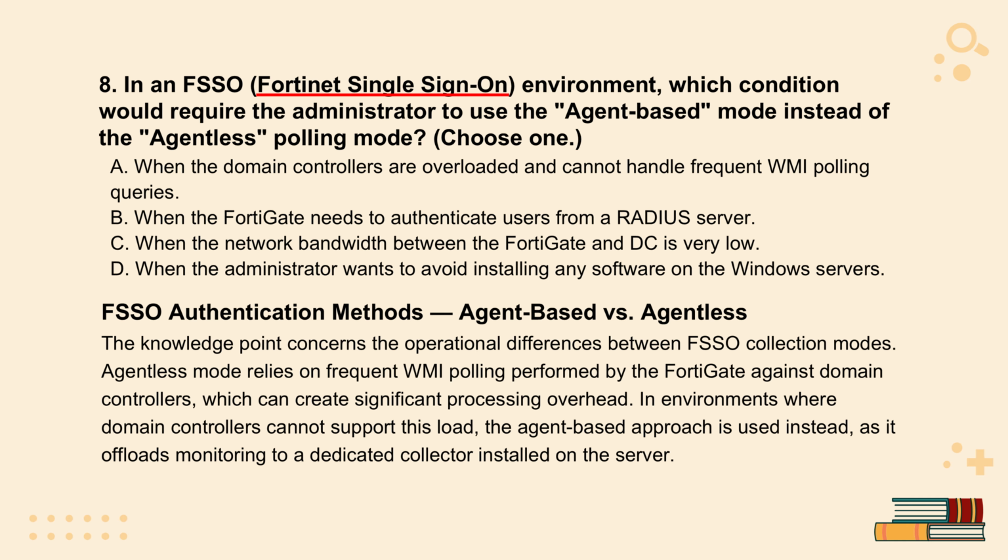Right. Agentless is definitely cleaner. It just uses standard WMI queries from the FortiGate directly to the domain controller. Yeah. No extra software to install. But those queries can be pretty resource intensive if you have a lot of users. And the sources confirm the one condition where you have to switch to agent-based mode is when your domain controllers are overloaded, when they just can't handle the constant polling from the firewall anymore. So the DC is just getting hammered with requests and it's slowing down. Exactly. It's struggling to keep up.